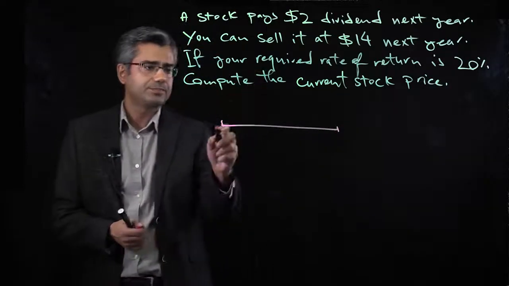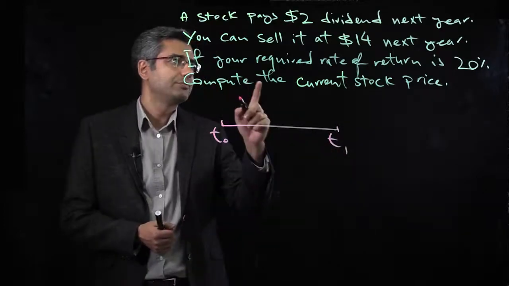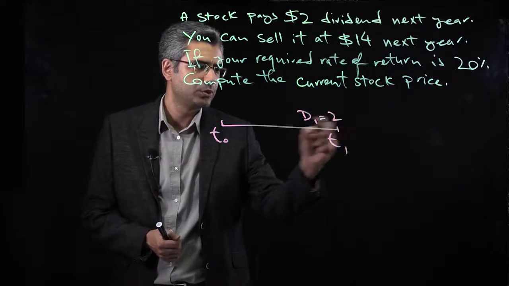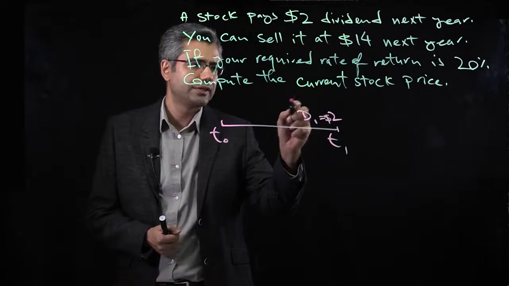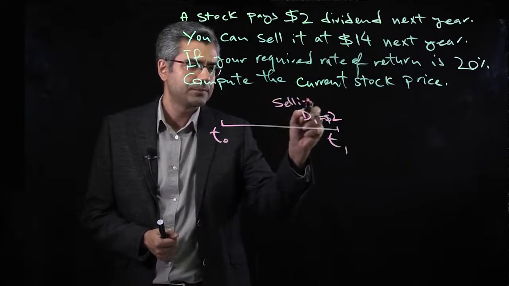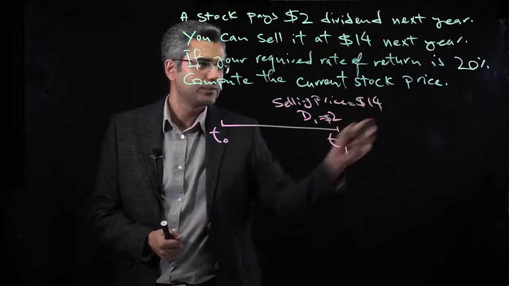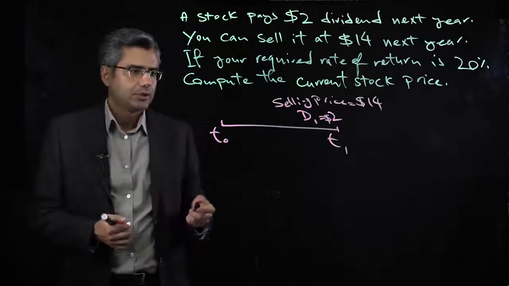Based on the question, next year, T1, you will receive a $2 dividend. So D1 is $2. And then you will sell it at $14 next year. So the selling price is $14 and done. So now what should be the stock price?